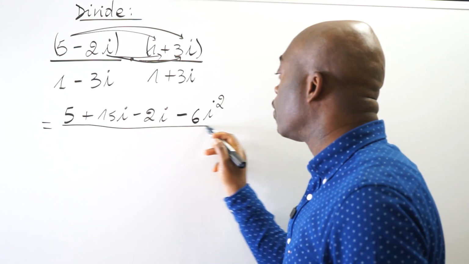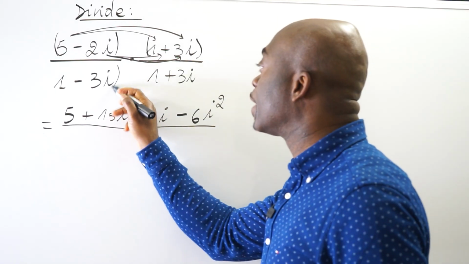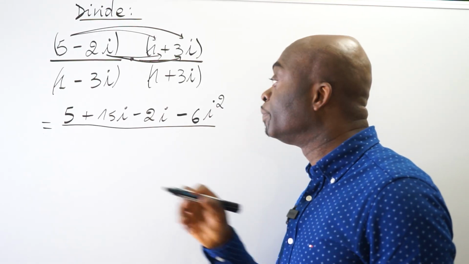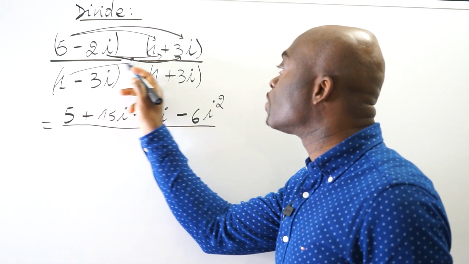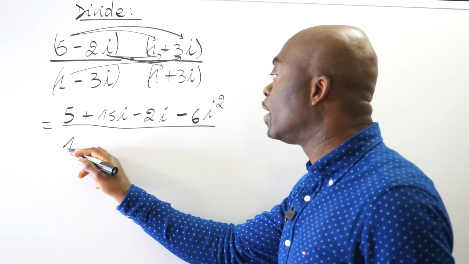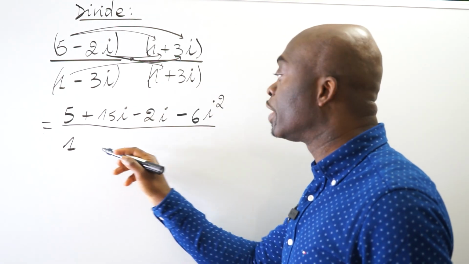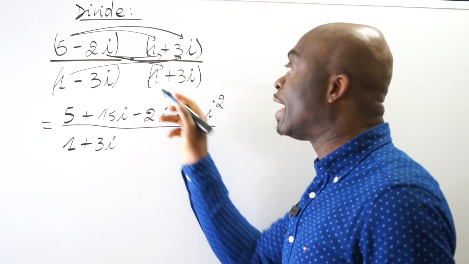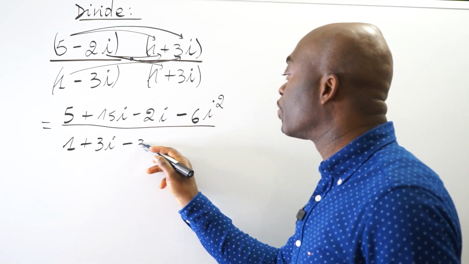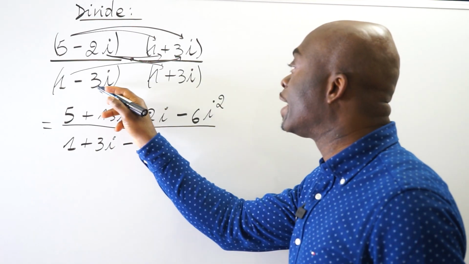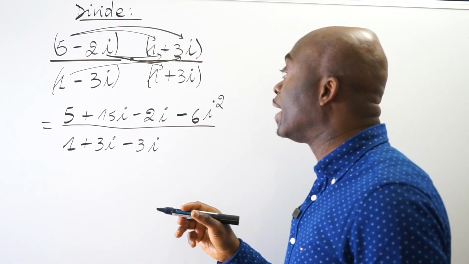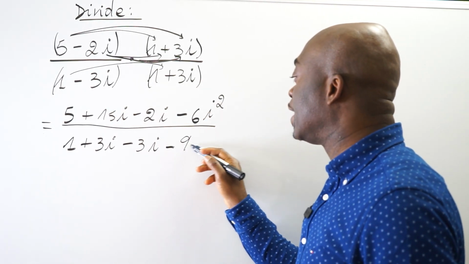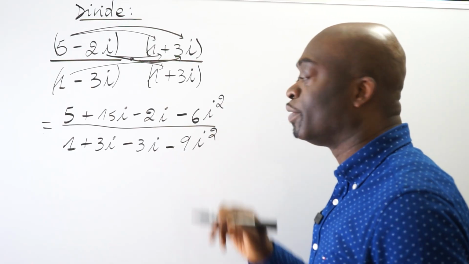And this is over. Then we're going to have to multiply this one as well. Okay, are you with me? So that would be 1 times 1. It's going to give us 1. 1 times 3 is going to give us what? Plus 3i. And then negative 3i times 1. Negative 3i. And then negative 3i times positive 3i. Negative times positive is negative. So 3 times 3, which is 9. And then we have i to the second power.